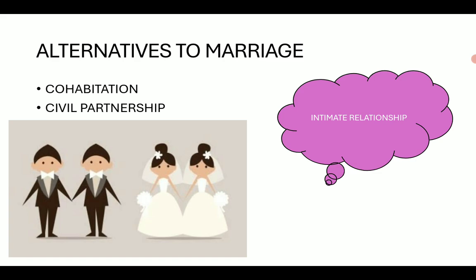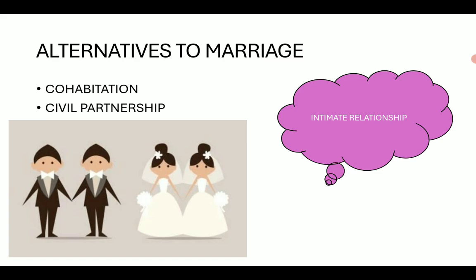So what is cohabitation? Cohabitation is when two people who are not married are living together in an intimate relationship. Intimate relationship means a physical relationship. There are three types of cohabitation: permanent or long term relationships, short term relationships without commitment, and trial marriages.